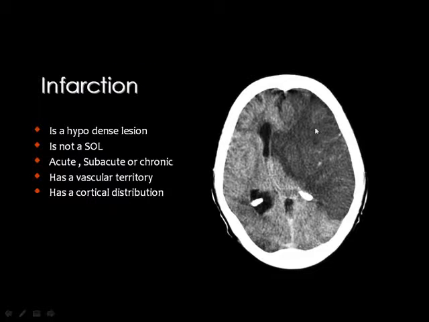Then we came to the infarction. And the infarction is dead brain tissue secondary to cutting of the blood supply. Then you will see an area which is dead in the brain.